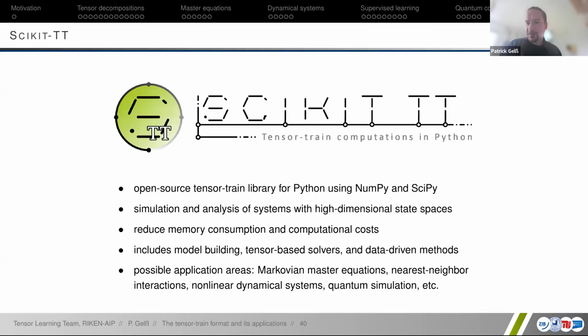As a last slide, I just want to mention that nearly all the methods and examples we considered in the last years are included in our open-source toolbox scikit-TT. It's a Python toolbox using basically NumPy and SciPy. We have a tensor train class, which is quite powerful with lots of different attributes and subroutines, and we have model building. We have different solvers for systems of linear equations, eigenvalue problems, and ODEs, and we want to find as many application areas as possible for our toolbox. Quantum simulation is the newest one.